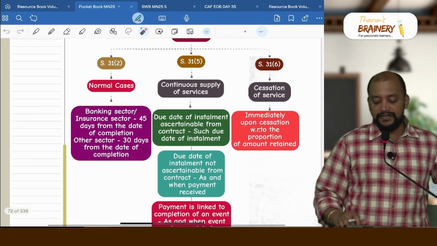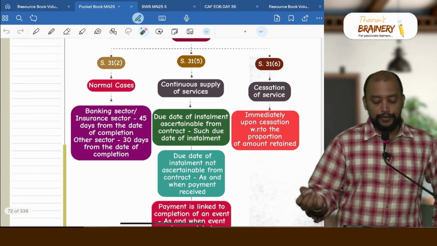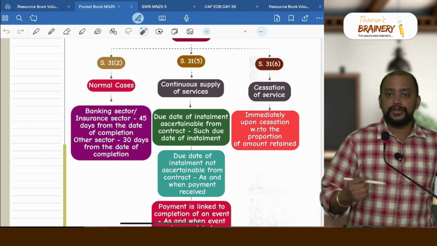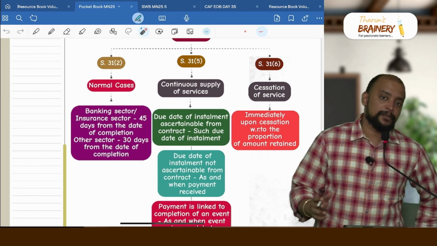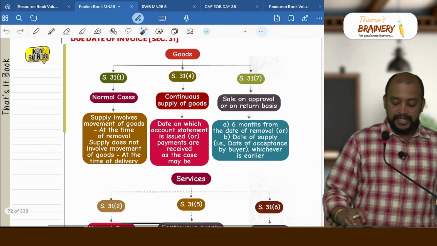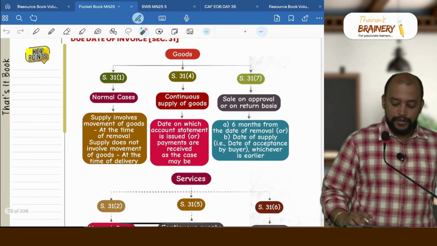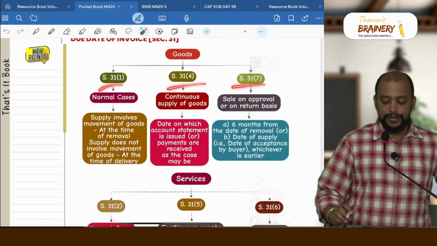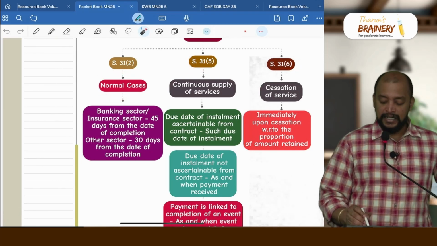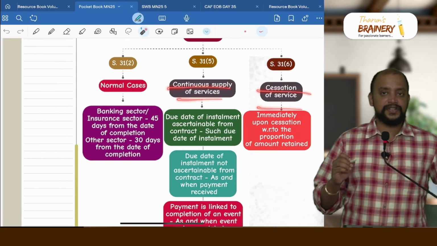Then cessation of service, immediately upon cessation the invoice needs to be given. For normal cases, banking and insurance services 45 days from the date of completion, other cases within 30 days from the date of completion. So subsections 1, 4, 7 are for goods: normal cases, continuous supply of goods, sale on approval, whereas 2, 5, 6 are for services: normal cases, continuous supply of service and cessation of service.